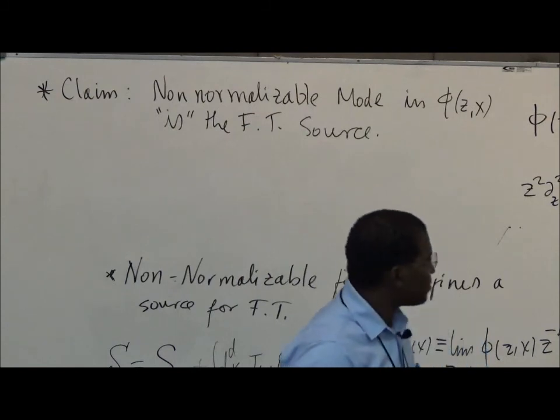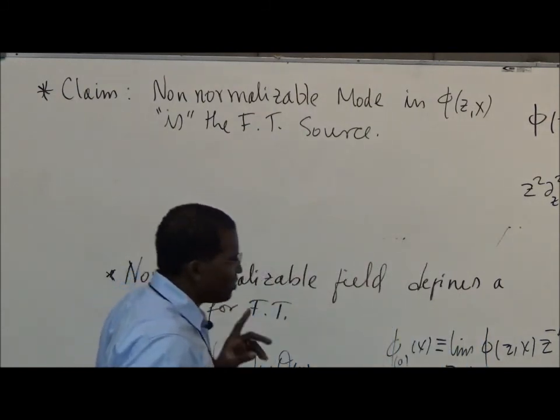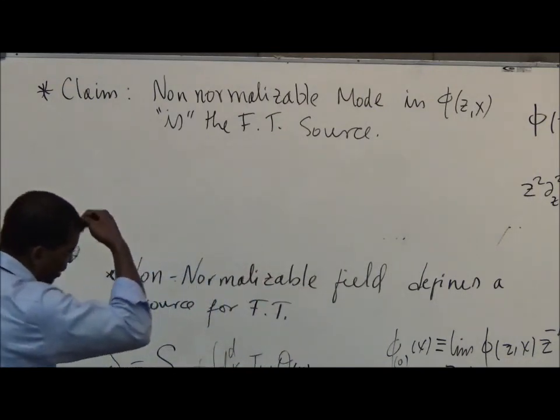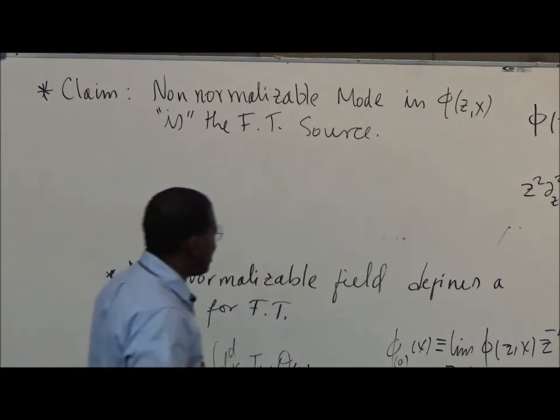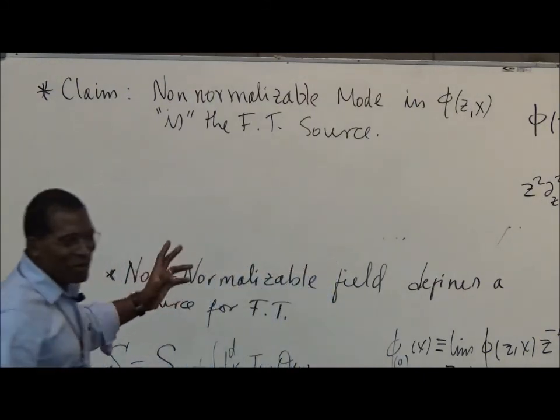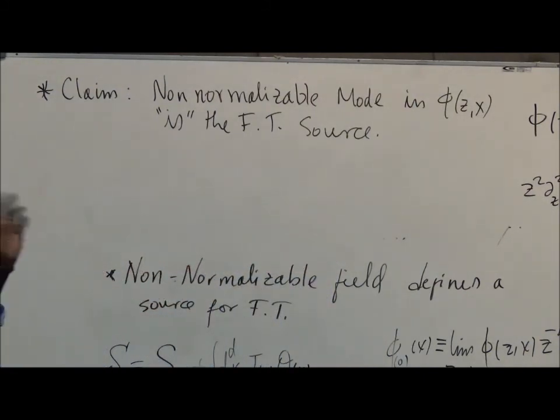Just as a comment, it's not the main claim, and I have not completely justified it. There were two modes, phi 0 and phi plus. If phi 0 is the source, then it's very plausible that phi plus is the what? No, it's not the current. So it's the response.